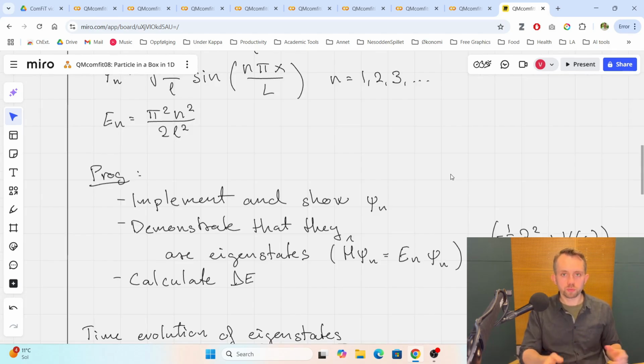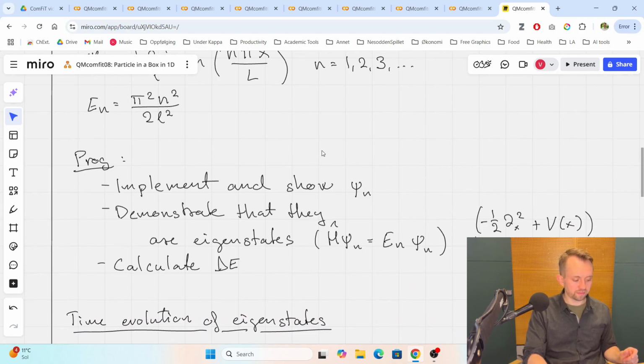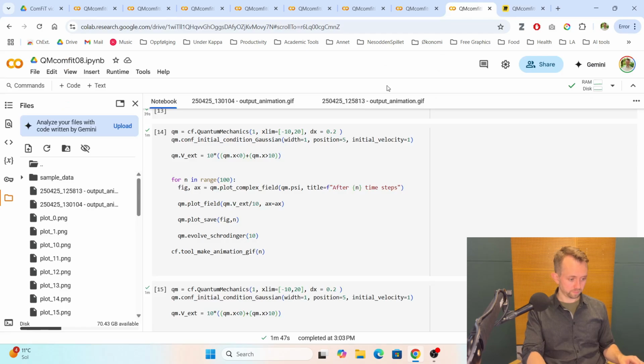So what we're going to do now in programming is essentially implement and demonstrate that these states are eigenstates. And what does that mean? In particular, it means that an eigenstate is a state where if you act with the Hamiltonian on the state, you just get the energy as a number multiplied with that state. And then we're also going to calculate the uncertainty in the energy of an eigenstate, because all of those are important quantities.